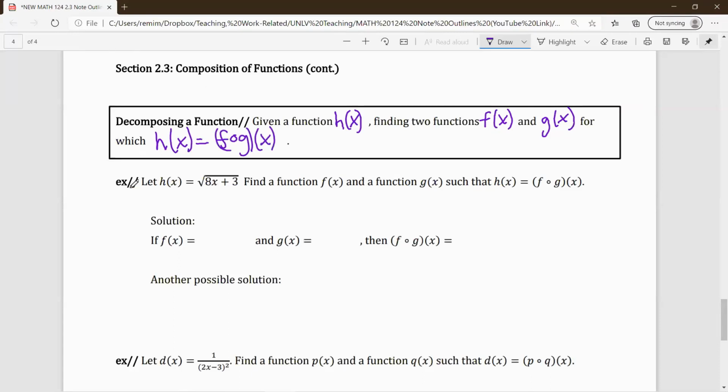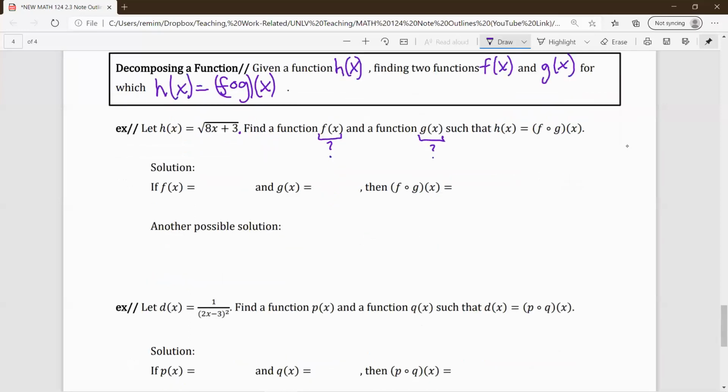So for example, let h of x equal the square root of 8x plus 3. Find a function f of x and a function g of x such that h of x equals f composed with g. So this time we have to find out what these two functions are going to be. They're not given to us. We have to kind of do the whole puzzle in reverse.